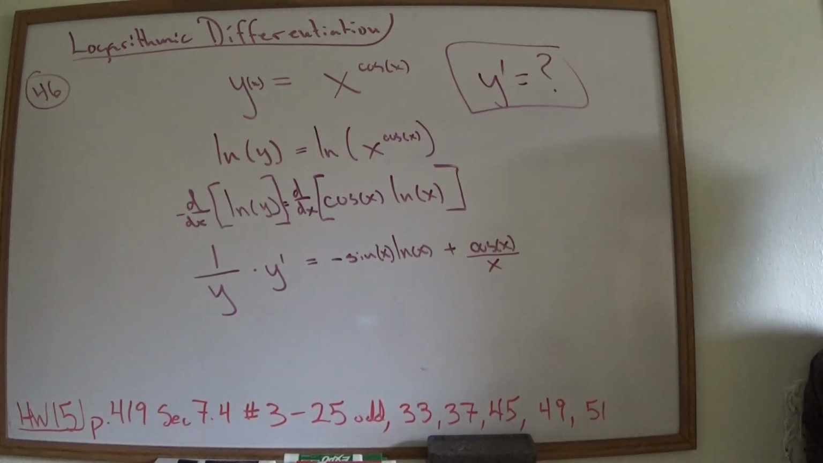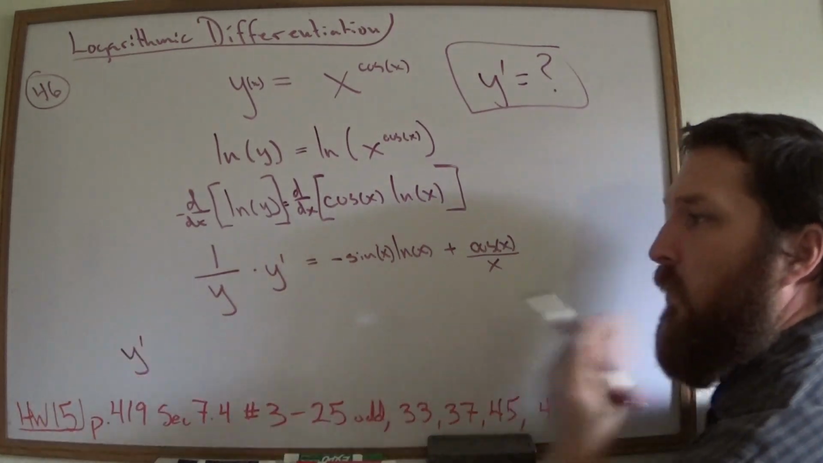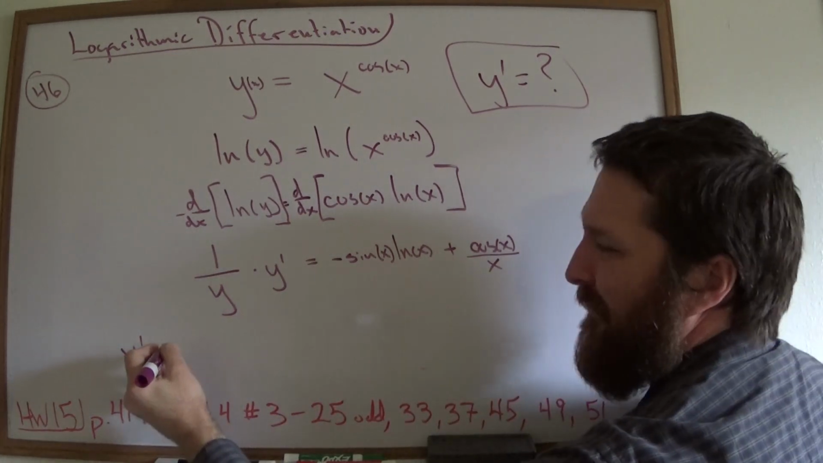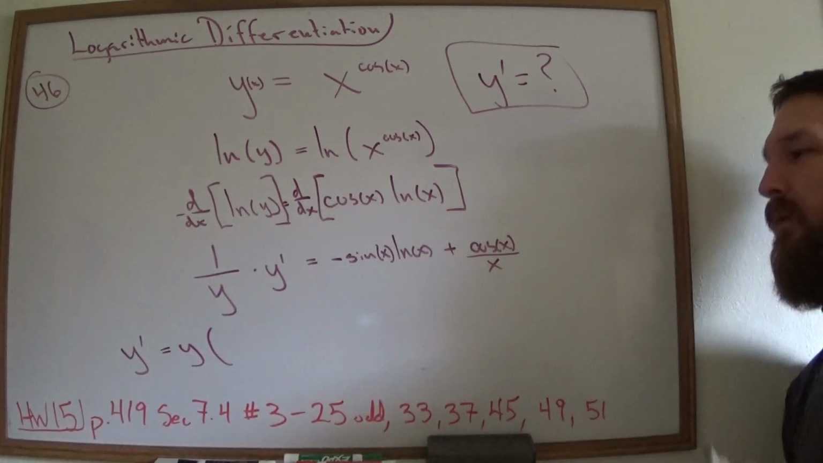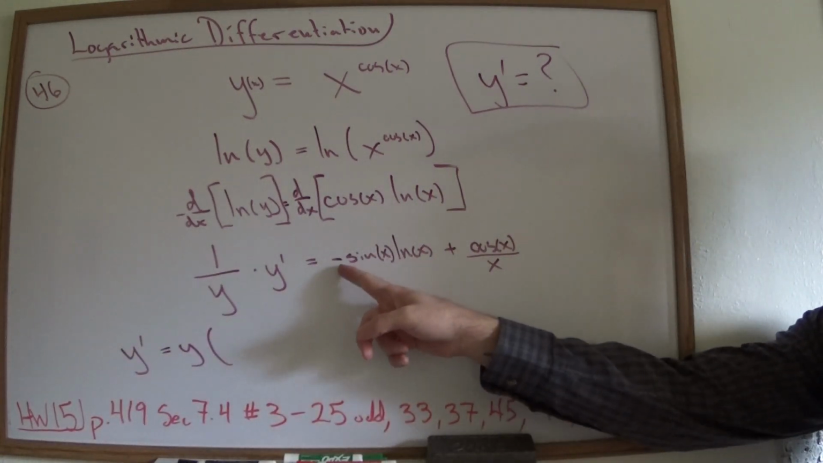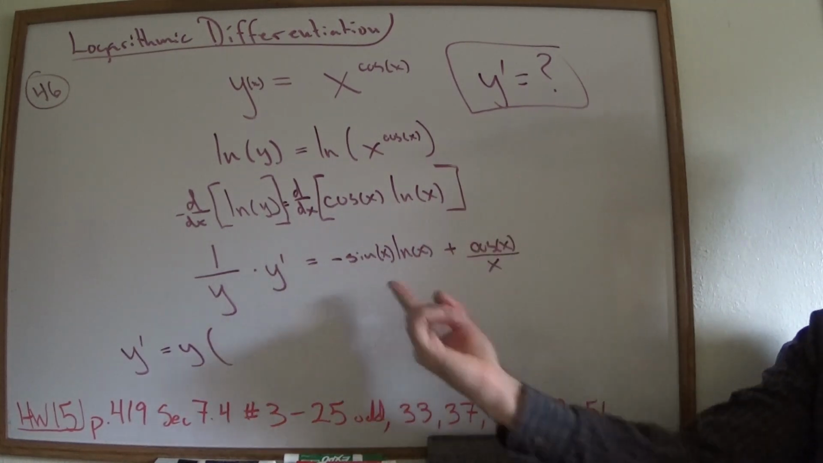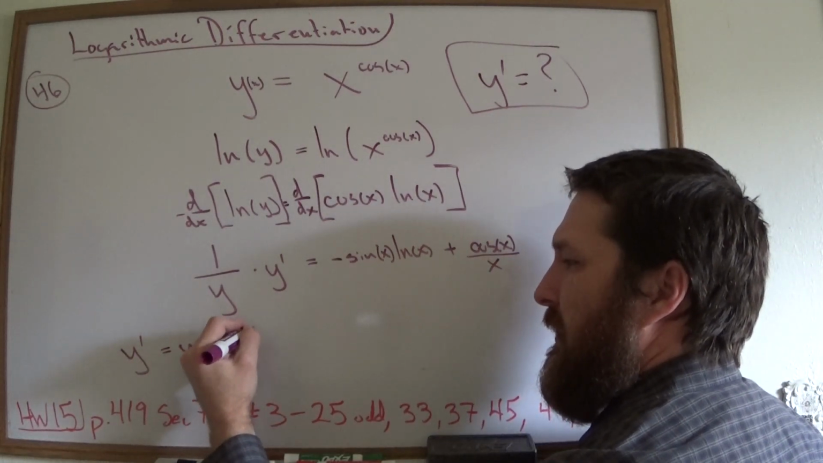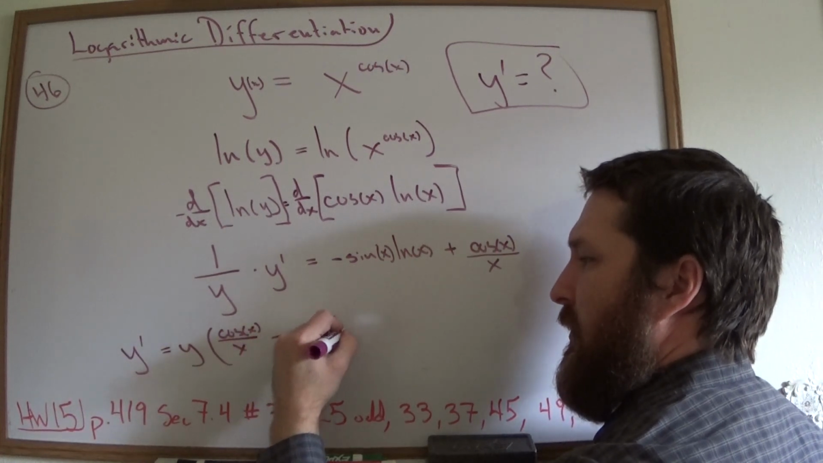Good. Now we need to get y prime by itself. So we multiply by y, getting that y up in the numerator. I'm just going to rewrite this because I don't like minuses in front of stuff. I'm going to write this as cosine x over x minus sine x log x, just to give myself a little bit of extra room.